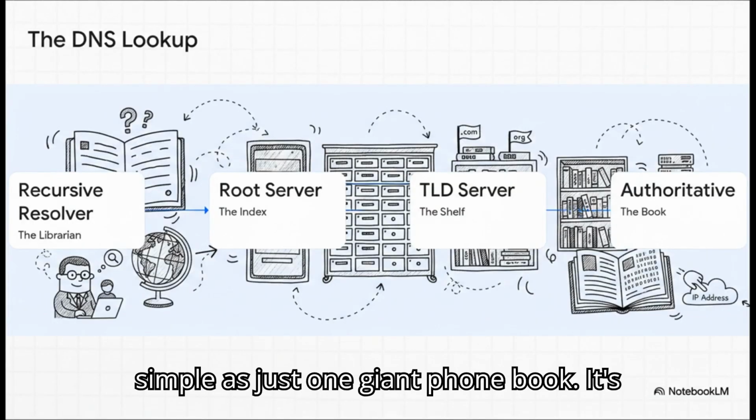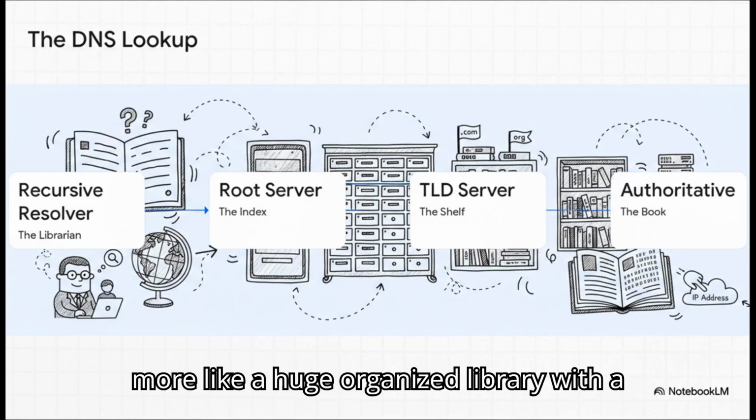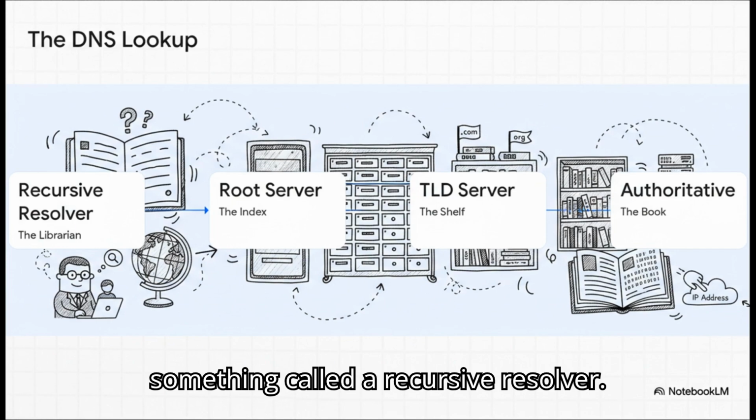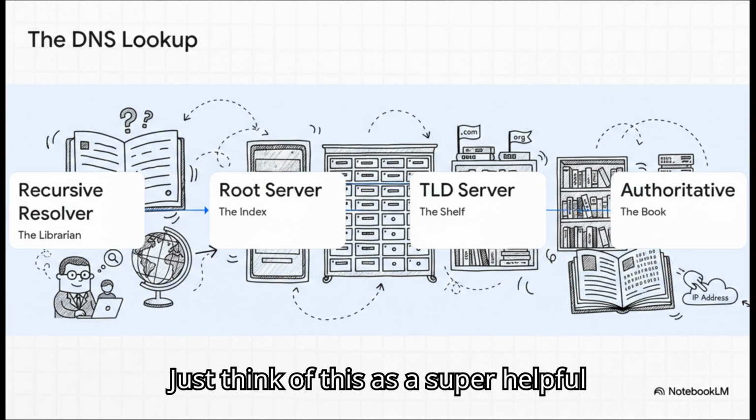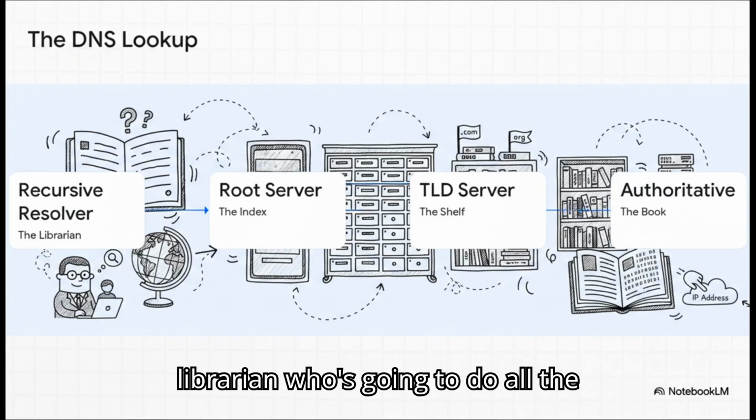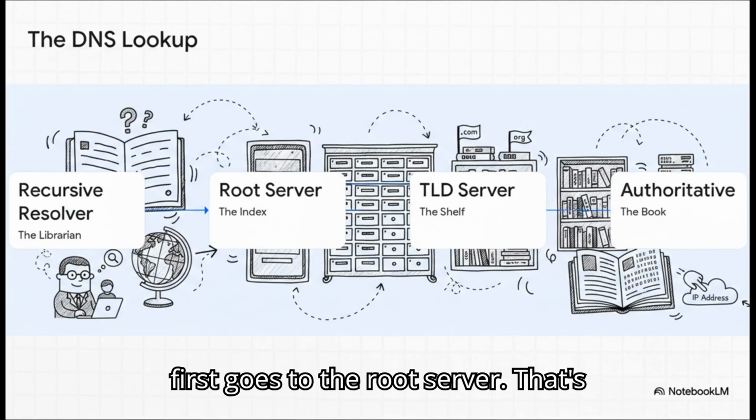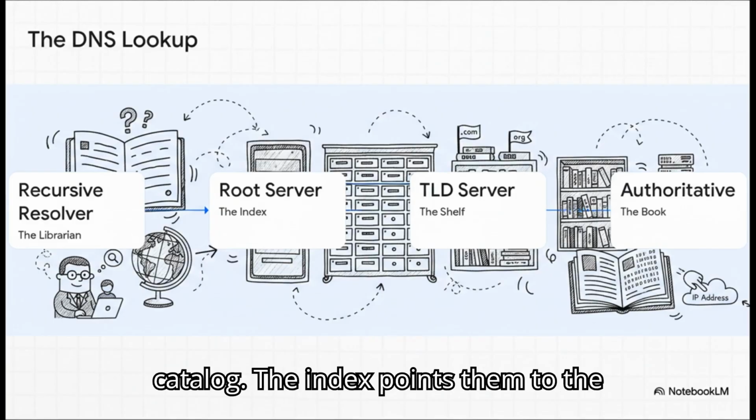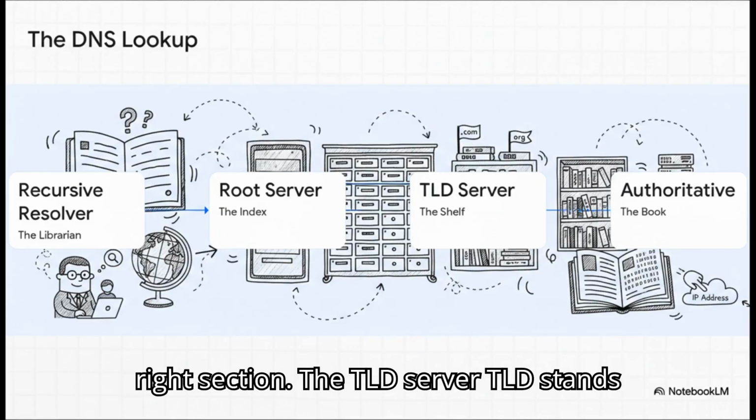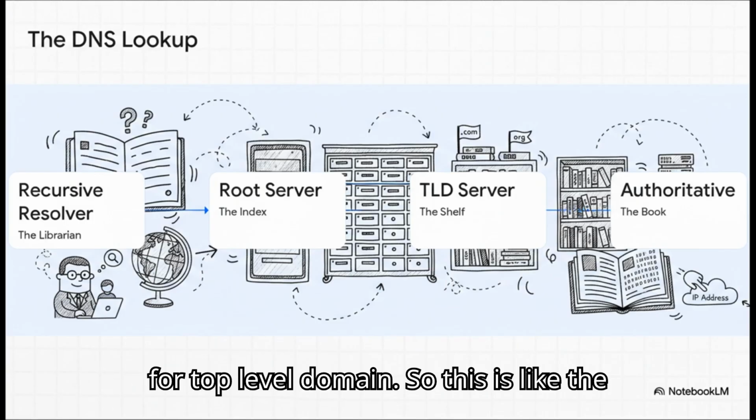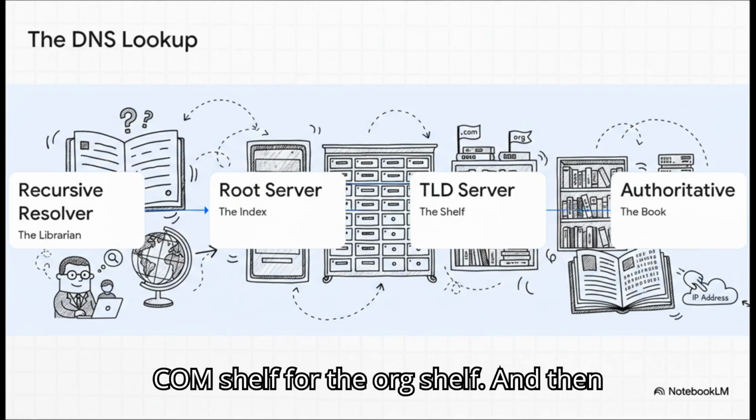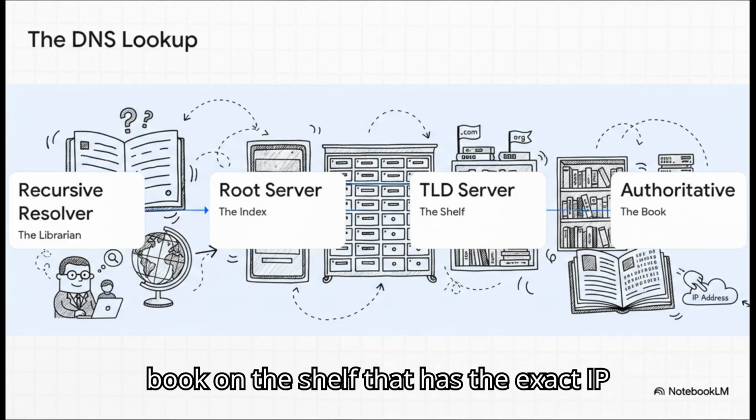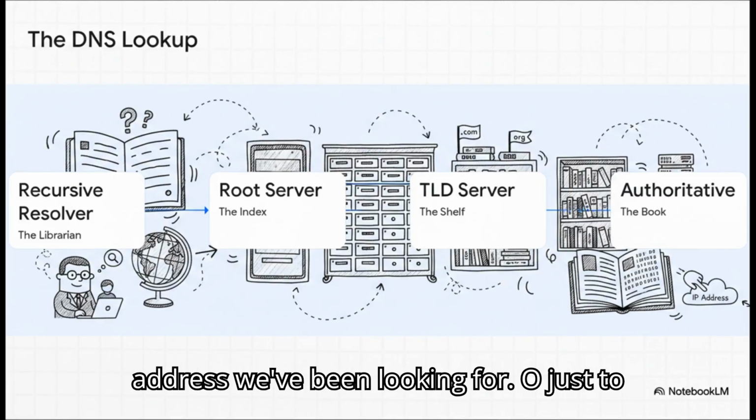Now, it's not quite as simple as just one giant phone book. It's more like a huge, organized library with a hierarchy. Your request first hits something called a recursive resolver. Just think of this as a super helpful librarian who's going to do all the running around for you. This librarian first goes to the root server. That's like the library's main index card catalog. The index points them to the right section, the TLD server. TLD stands for top-level domain. So this is like the .com shelf or the .org shelf. And then finally, that shelf points to the authoritative server, which is the actual book on the shelf that has the exact IP address we've been looking for.